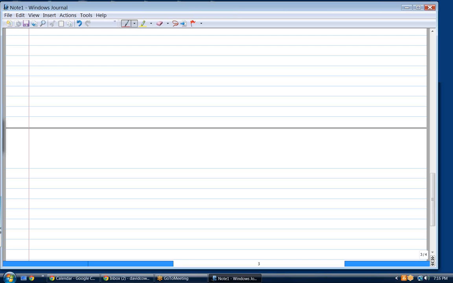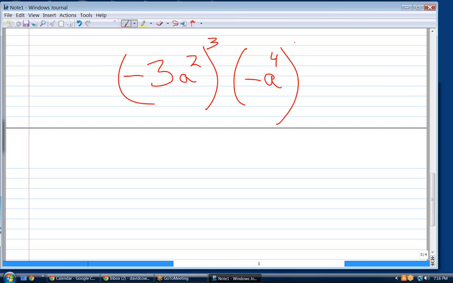Okay, the second exponent problem is negative 3a squared. That's all in parentheses, like that. Now the squared is inside the parentheses. So the square is only acting on the a, not the negative 3, okay? No, it's only on the a. Okay. And then right outside of that is a third power. And then after that, negative a to the fourth is in parentheses, and then a square outside of that.